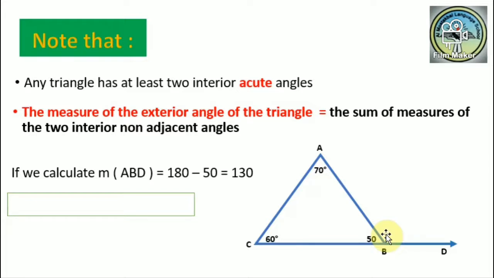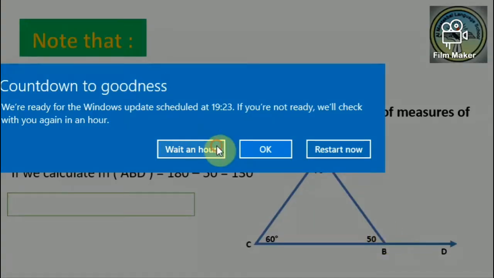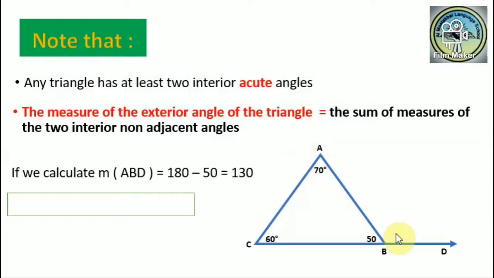So, what is the meaning of non-adjacent angle? Non-adjacent angle means the two angles in another direction of the outside angle. So if the exterior angle is ABD, the non-adjacent angles are A and C. Okay, who can calculate the measure of angle ABD?